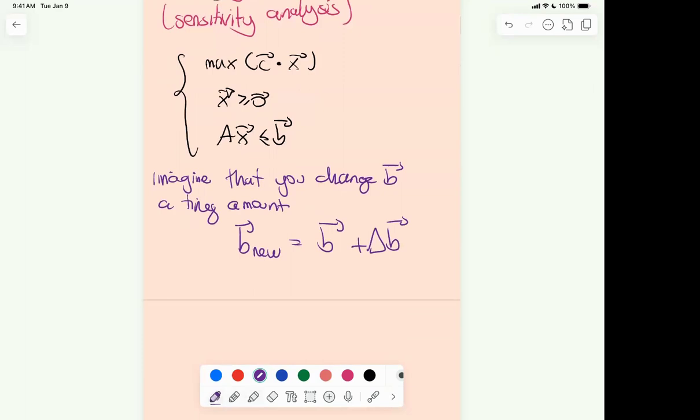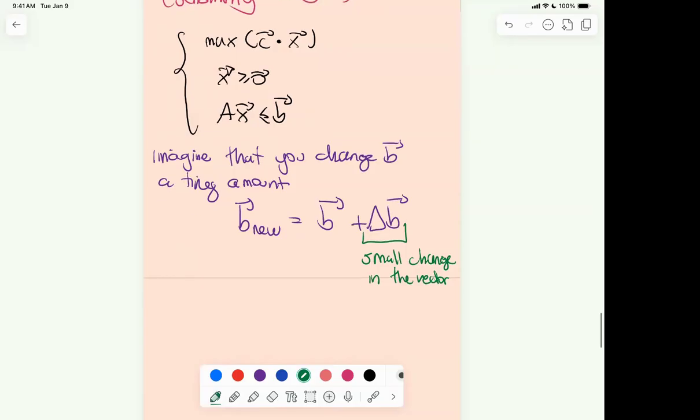Imagine that this is a very small change in the vector. What you should think about is that the individual entries of this vector are small numbers, relatively close to zero. Each entry of this vector is really small. It's like when we did the perturbation analysis, if you remember, we had epsilon 1, epsilon 2, epsilon 3. It's a similar idea. It's just a tiny amount you move the constants.